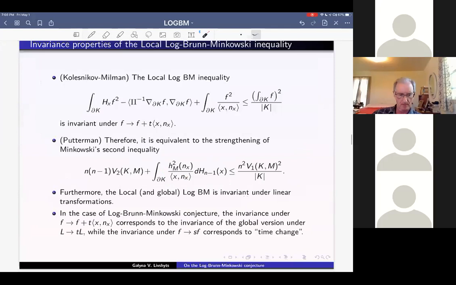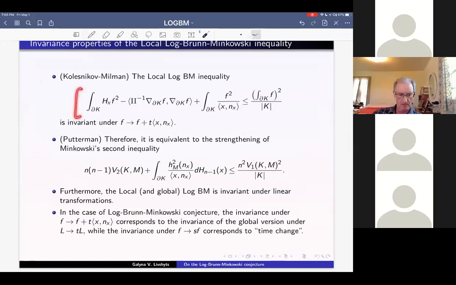So Kolesnikov and Milman noticed something we didn't notice, and that is that this local Log-Brunn-Minkowski inequality is actually invariant under affine support function. So already invariant, we don't need to strengthen it, which is really nice. In view of that, the following formulation, which was observed by Eli Putterman, is equivalent to the Log-Brunn-Minkowski conjecture. You can formulate it entirely in convex geometric terms: the second mixed volume of two bodies K and M is bounded from above by the first mixed volume, plus this additional term, which is the integral on the boundary of the support function of M squared over the support function of K.